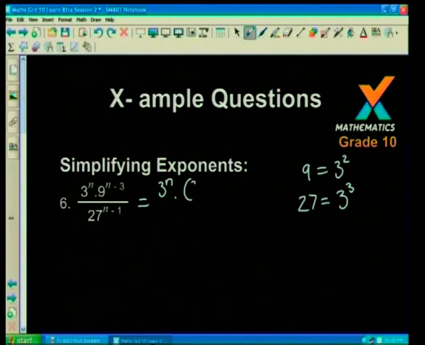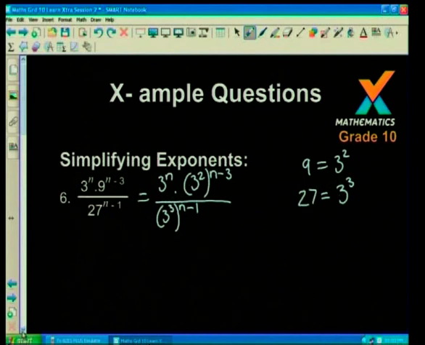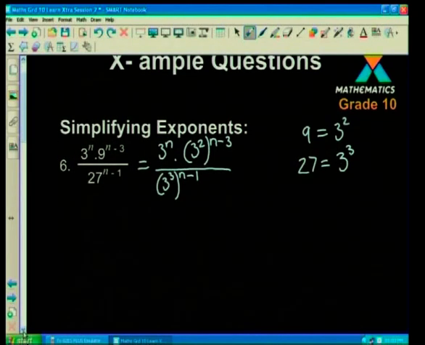9 now becomes 3 squared, and we've got n minus 3 at the top. At the bottom, we now have 3 cubed to the power of n minus 1. The skill they're trying to test here is that you can raise to the power, and that you remember to multiply the 2 by the n as well as by the negative 3. If you don't multiply by both of them, you won't get the answer right. You'll go wrong right in the beginning, which is not good for anyone.